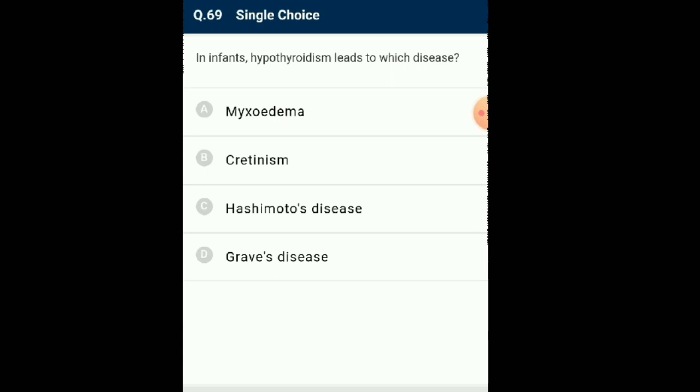Question number 69. In infants, hypothyroidism leads to which disease? Hypothyroidism causes cretinism in infants. It is characterized by decreased basal metabolic rate.